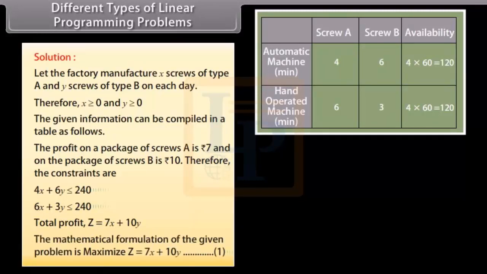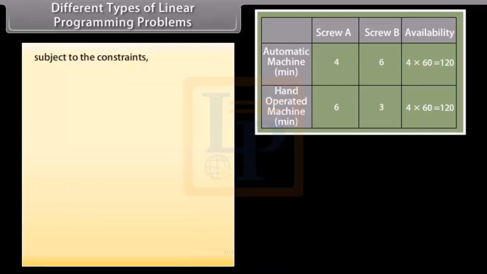The mathematical formulation of the given problem is maximize Z equals 7x plus 10y, mark it as equation 1, subject to the constraints 4x plus 6y is smaller than or equal to 240, mark it as equation 2; 6x plus 3y is smaller than or equal to 240, mark it as equation 3; x, y is greater than or equal to 0.